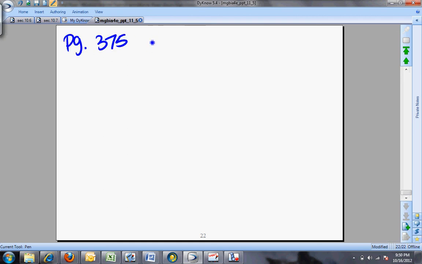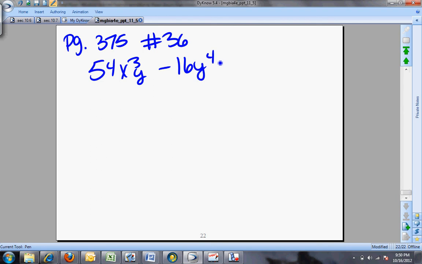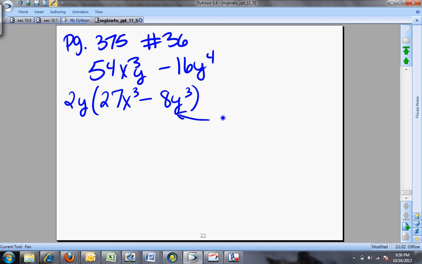Let's look at page 375, number 36. And it is 54x cubed y minus 16y to the 4th. And I think it just says factor completely. So first I would look at this and see my greatest common factors I can take out. I can see right away I can take a 2y out, which would leave me with 27x cubed minus 8y cubed. Aha. If I do that, this parenthesis turns into a difference of perfect cubes.